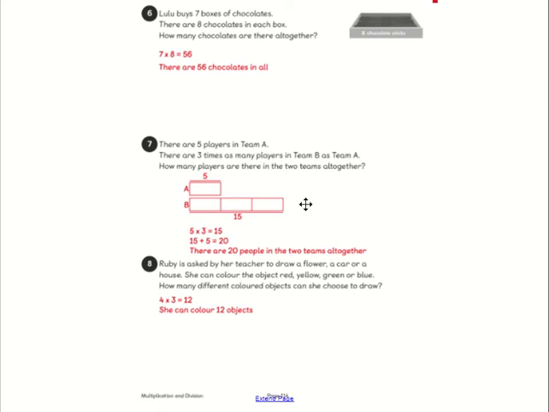And the next question, question 7, you should have worked out Team A had 5 players, Team B had 15 players, and to work out Team B it was 5 times 3 equals 15. 15 add 5 equals 20. There are 20 people in the 2 teams altogether. Question 8, you should have worked out 4 times 3 equals 12, and that she can colour 12 objects.